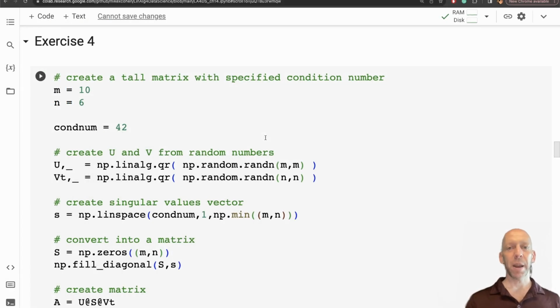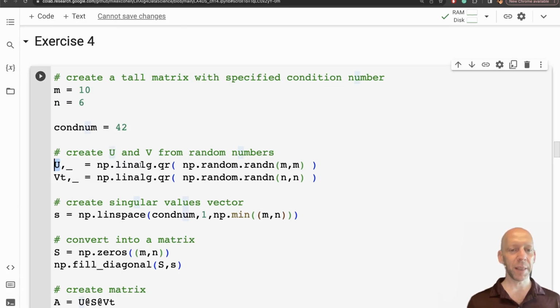So we need to create 3 matrices. 2 matrices are just totally random numbers, but they need to be orthogonal. And I create random orthogonal matrices by taking the QR decomposition of random numbers. The only trick here, I think, is to make sure that you are creating U and V transpose to be the appropriate sizes. So M by M and N by N. Of course, for a square matrix, those are identical.